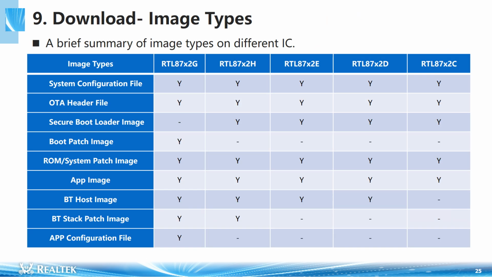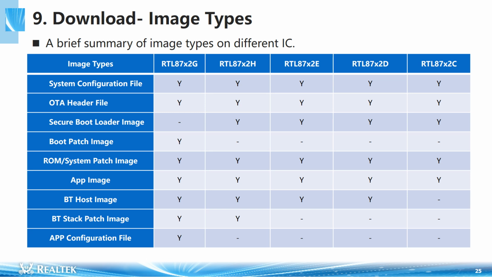The BLE SoC series chips are iterated according to their respective product positioning, resulting in different types of firmware. Below is a summary of the RTL87X2X firmware types and their functions. 1. System configuration file. Records information about hardware configuration and Bluetooth configuration, such as configuring Bluetooth address and changing connection numbers. Can be generated through MP tool. 2. OTA header file. Defines the bank layout of the flash memory. Generated by MP pack tool.